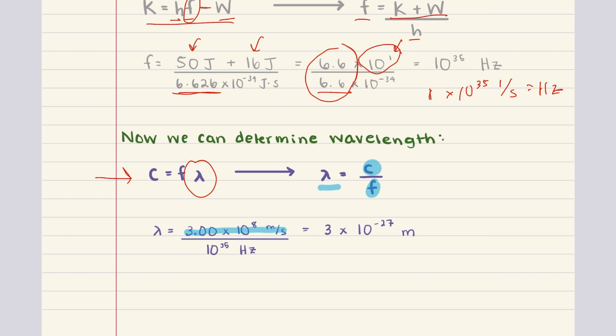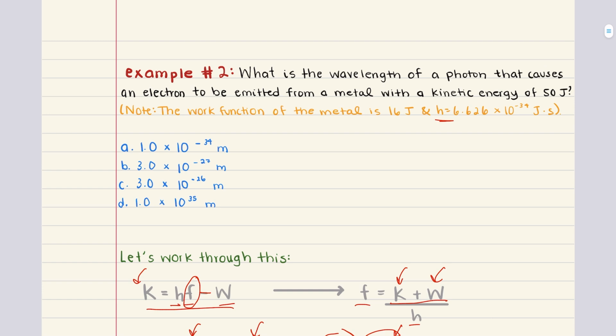This is going to be equal to approximately 3 times 10 to the 8 meters per second, divided by 10 to the 35 hertz. We essentially have here 3 divided by 1, which gets us 3, and 10 to the 8 divided by 10 to the 35, which gets us 10 to the minus 27. Hertz is just 1 over second, so those cancel out in the numerator and denominator, and we're left with units of meter. So our wavelength is equal to 3 times 10 to the minus 27 meters, and this best matches answer choice B. So the correct answer for problem 2 is B.